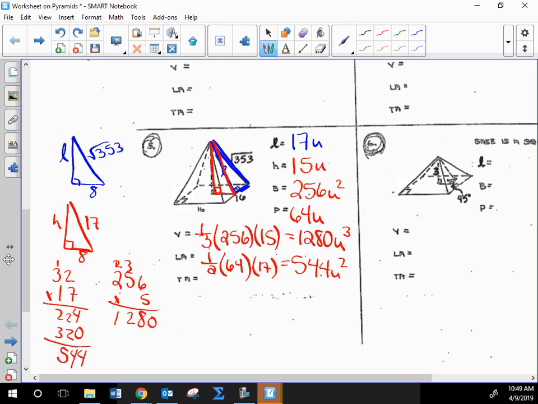All right, do we have questions so far? All right, our total surface area. 540 is my lateral area, and what do we add to it? Just one base. It's a plus sign.